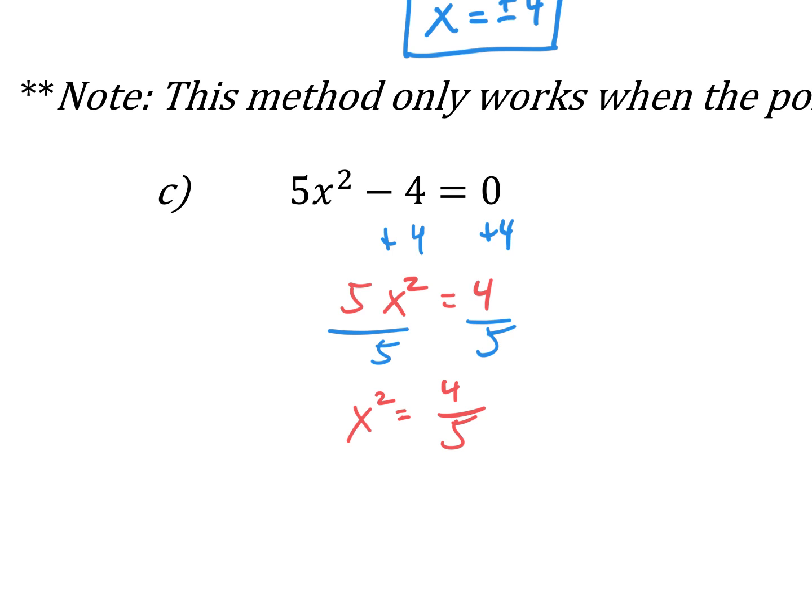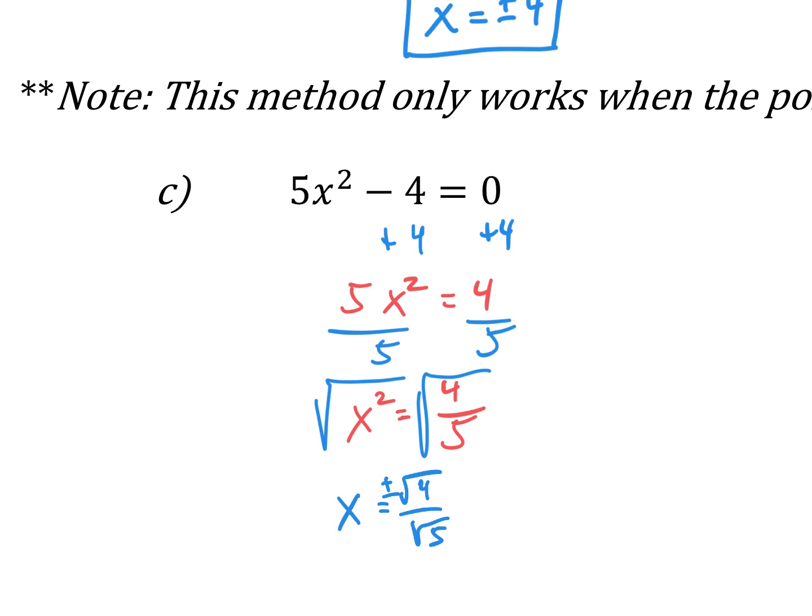Now we've got the x squared by itself, so we can square root both sides. We want to get that x squared out of there. The opposite of squaring is square root. So how do we square root fractions? Well, we square root the top and we square root the bottom. And don't forget your plus minus.